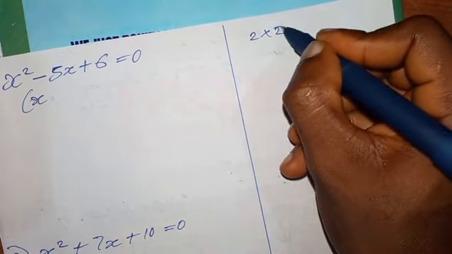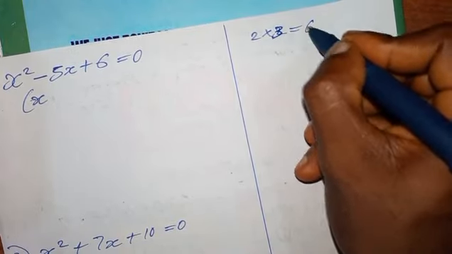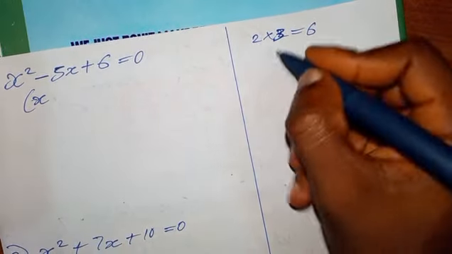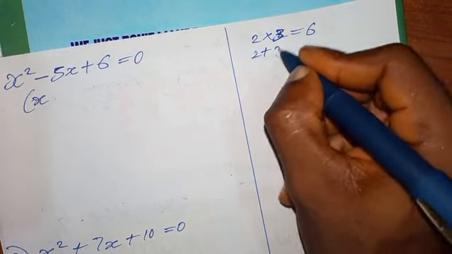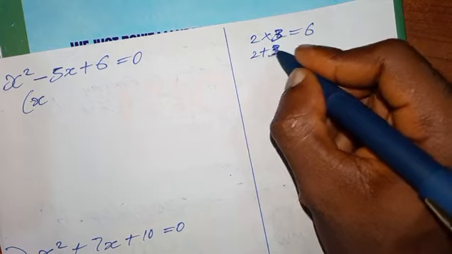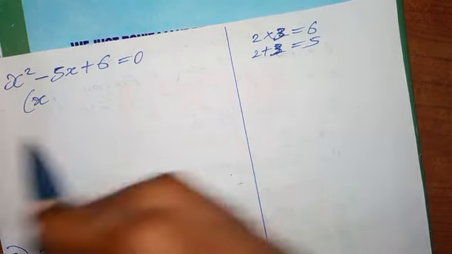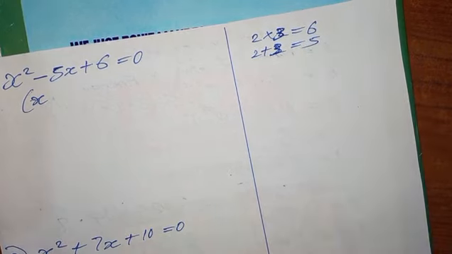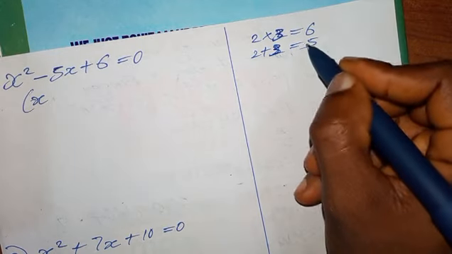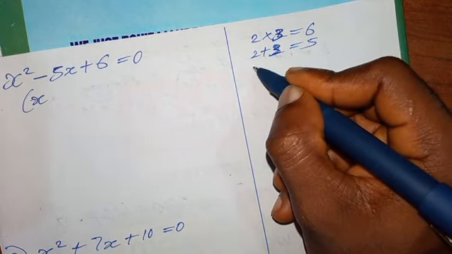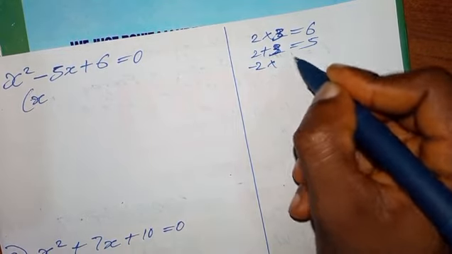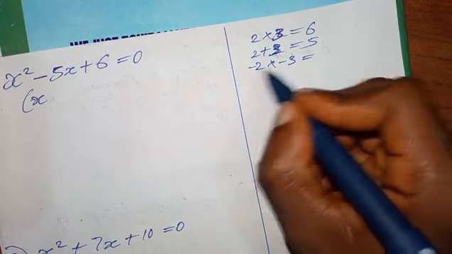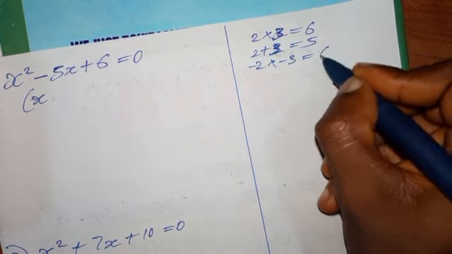2 times 3 gives us 6. That's plus 6. But 2 plus 3 gives us 5 and not negative 5. So what can we do to have positive 6 and negative 5? So let's do another one. Minus 2 times minus 3 is equal to, minus times minus gives plus, so still gives us plus 6.